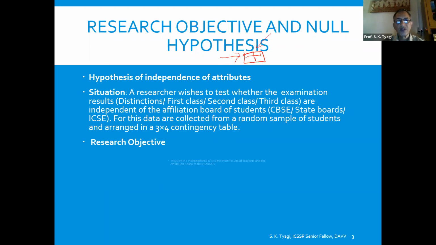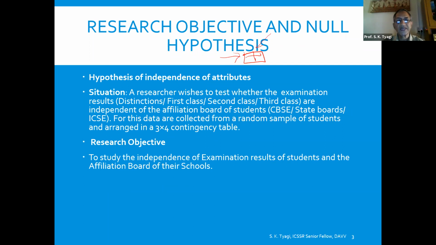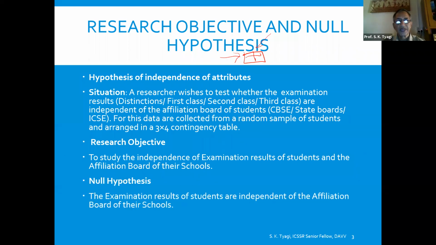Now, the research objective. There is nothing new in this. We have seen it: to study the independence or interdependence of the exam result of a student and the affiliation board of their school. And the null hypothesis: the examination results of students are independent of the affiliation board of their schools. So I have mentioned one situation which is appropriate for cross tabulation with degree of freedom greater than 1. I have stated how the research objective will be framed and how the null hypothesis will be formulated.